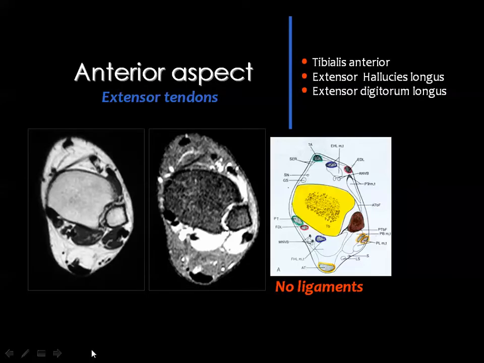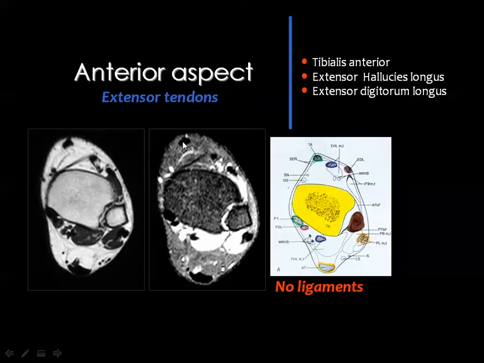Then we came to the anterior aspect. Anteriorly, we have only tendons like posteriorly, and we do not have ligaments anterior or posterior to the ankle. We have ligaments lateral and medial. The structures along the anterior aspect of the ankle are the extensor tendons, which are the tibialis anterior, extensor hallucis longus, and the extensor digitorum longus. All the three muscles are also represented posteriorly.